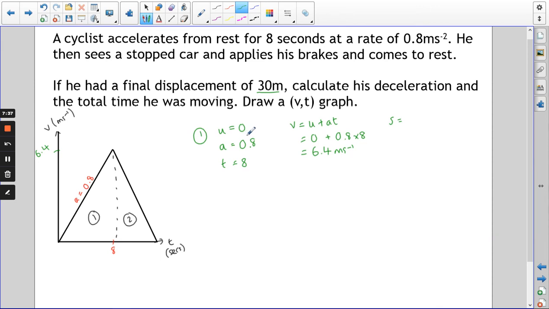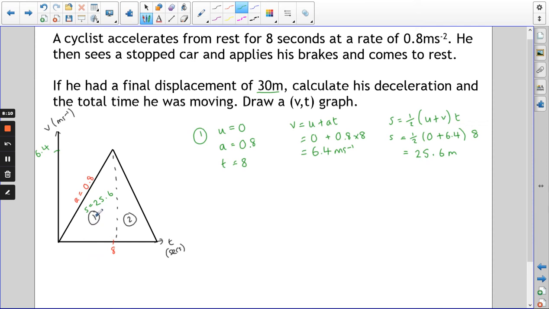Okay, so we can use S equals half U plus V times T for this. I know we've got the acceleration, but this is probably the easier equation to use. So U is 0. V was 6.4 and T was 8, so that's really 3.2 times 8, which is 25.6 meters for the displacement.